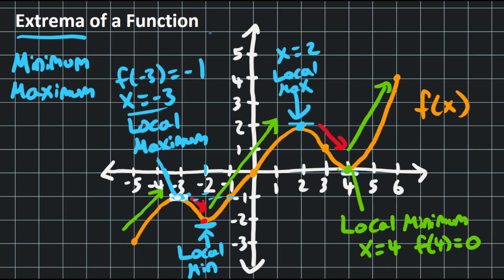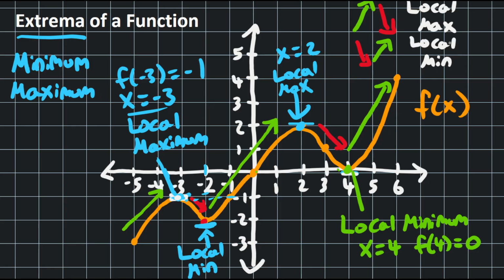But now we're going to introduce another concept. We know the local minimum and local maximum values occur when the function changes between increasing and decreasing. Put another way, if the function changes from increasing and then decreasing, the point at which that function changes will give you a local maximum. And the other way around, if it changes from decreasing to increasing, that will give you a local minimum.